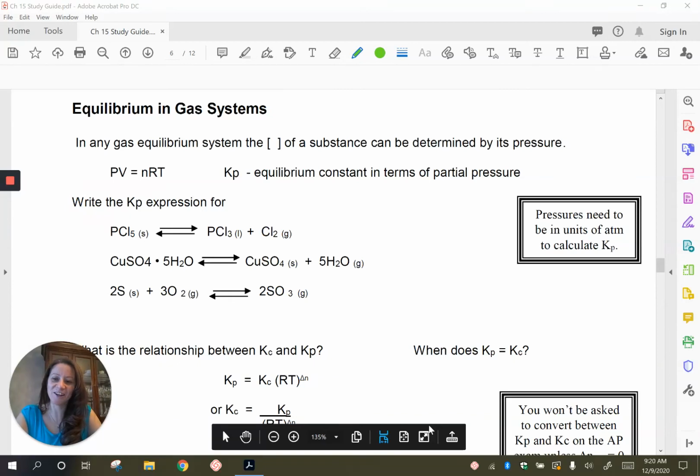Awesome AP Chemers. We're going to talk about equilibrium in gaseous systems. Lots of reactions involve gases, and we have been talking about equilibrium in terms of molarity. So today we're going to talk about the equilibrium constant in terms of pressure.